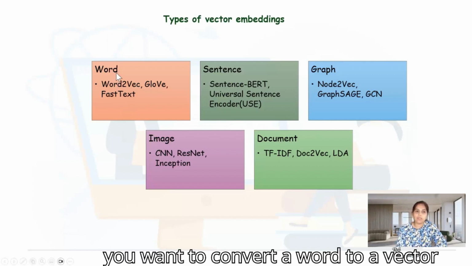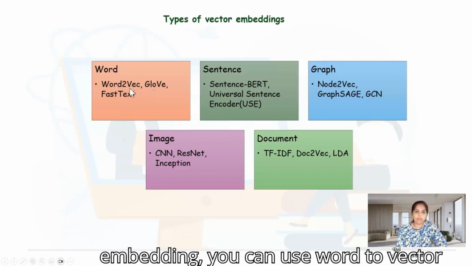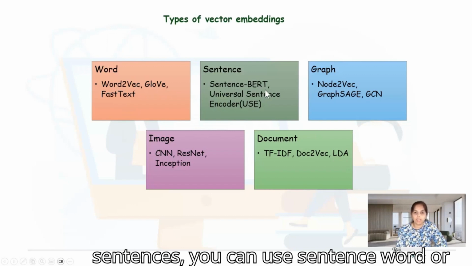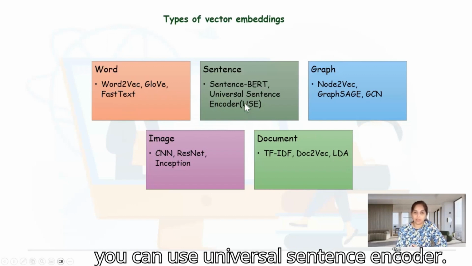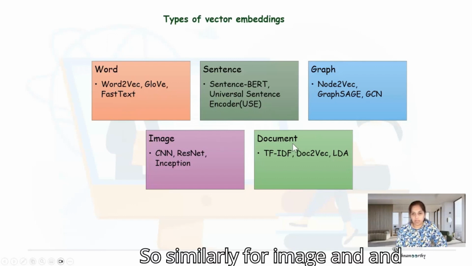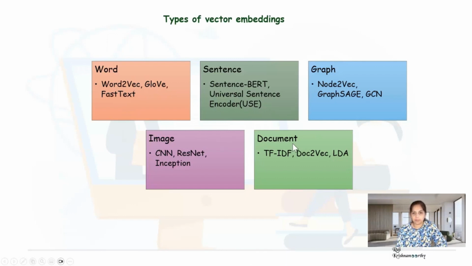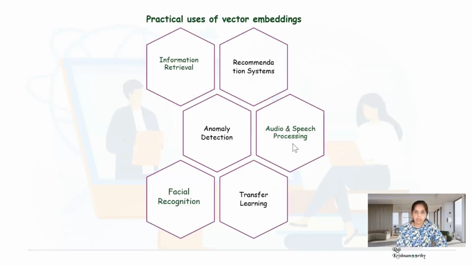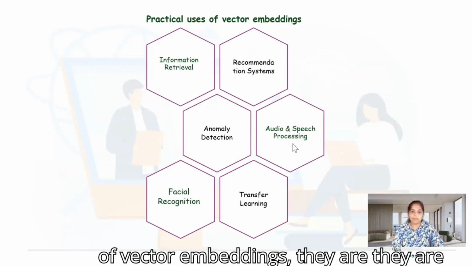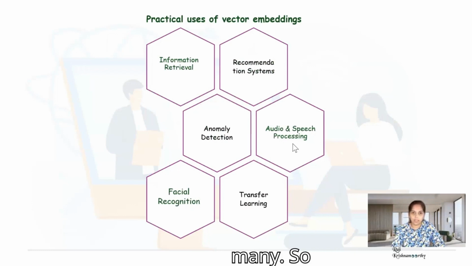So if you want to convert a word to a vector embedding, you can use Word2Vec, GloVe. If you want to convert sentences, you can use Sentence-BERT, or you can use Universal Sentence Encoder. So similarly for image and documents. Now the practical uses of vector embeddings, they are many, right?